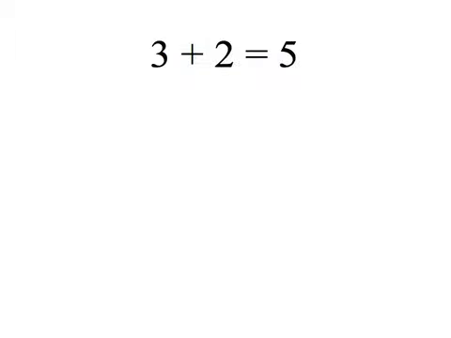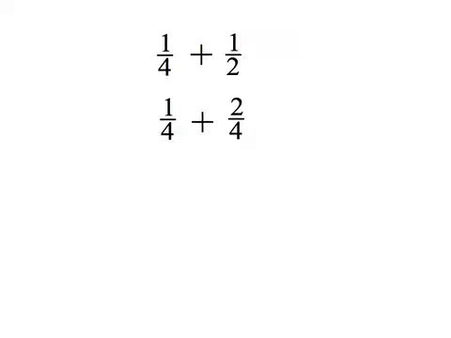Well, here are some common examples. We have an addition problem, 3 plus 2, and we substitute a 5 because it's simpler to write than 3 plus 2. Here's a problem involving the addition of two fractions. But as you may have learned quite a while ago, we often find what's called the common denominator for the two fractions, in this case 4.